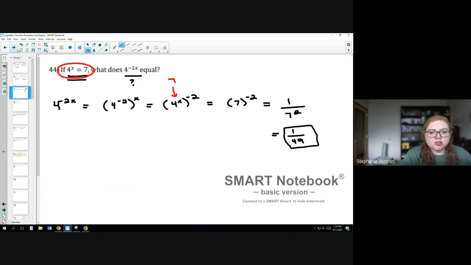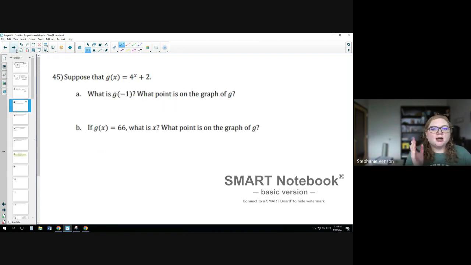So that was 42, 43, and 44 from our exponential notes. And we have one more example from our exponential notes, and that is example 45. And as always, all of my examples in my notes come straight from Pearson. So it says, suppose that g of x is equal to 4 raised to the x plus 2. And then they asked me 4 questions, 2 questions in part A and 2 questions in part B.